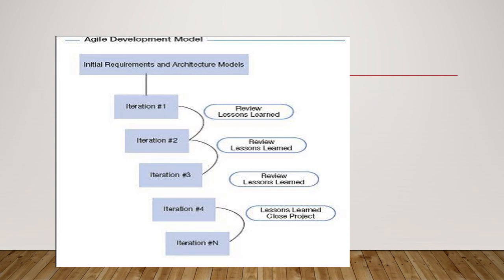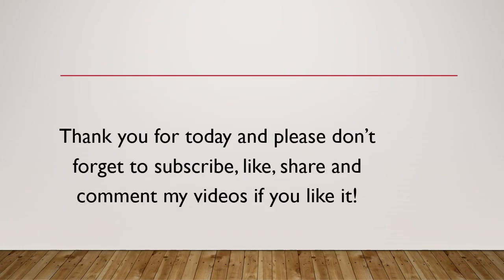This is a model for most agile development projects. At the beginning, you will have initial requirements, and after that, you'll have iterations: iteration 1, 2, 3, 4, and even more. After each iteration, you will have a review and lessons learned. And when you arrive at the final iteration, you will have lessons learned and close the project. So this is what I have about agile projects for today.